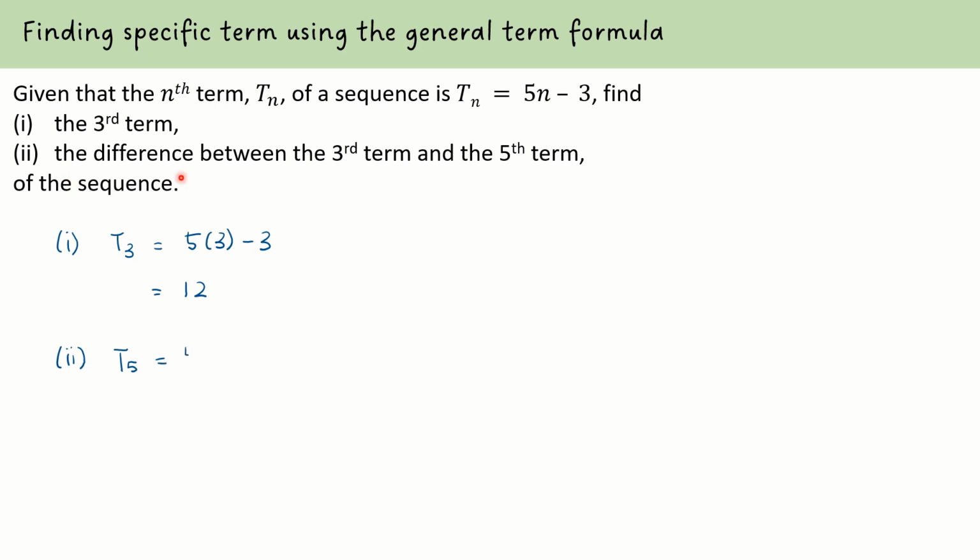In part 2, we want to find the difference between the third term and the fifth term. My fifth term will be 5 times 5 minus 3, where I replace the n by 5, and that will be equal to 22. Then my difference will be the subtraction of the larger term, 22, minus the smaller term, 12. Hence, the difference is actually 10.